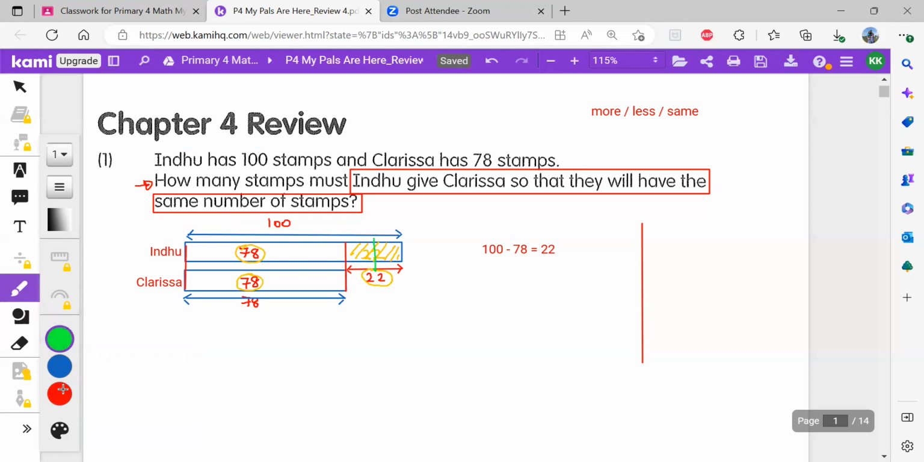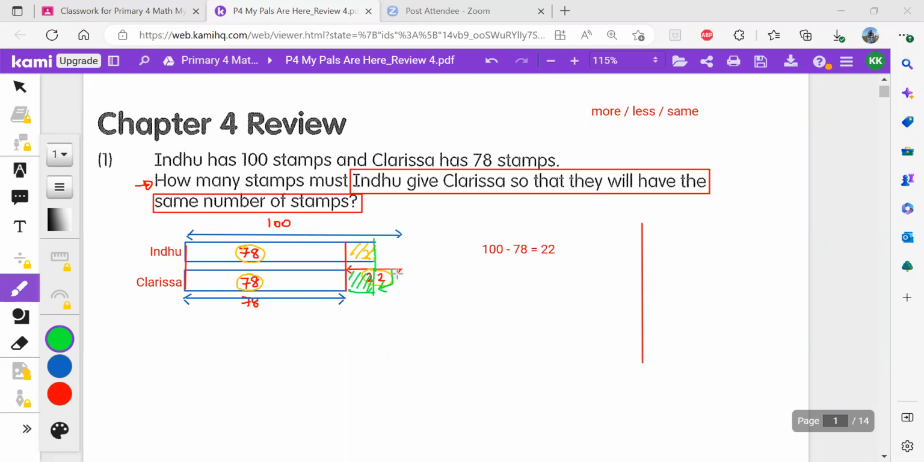You have to share. So how much does he have to share? You're going to give this to Clarissa so that they will have the same, right? Then this will be non-existent. They're going to take this and give it to them. So after giving, this part will no longer be there. And you can see both of them now have the same number of stamps.